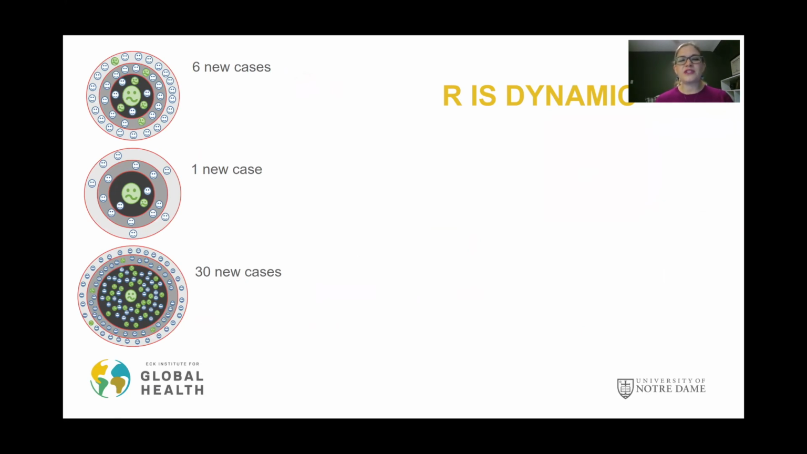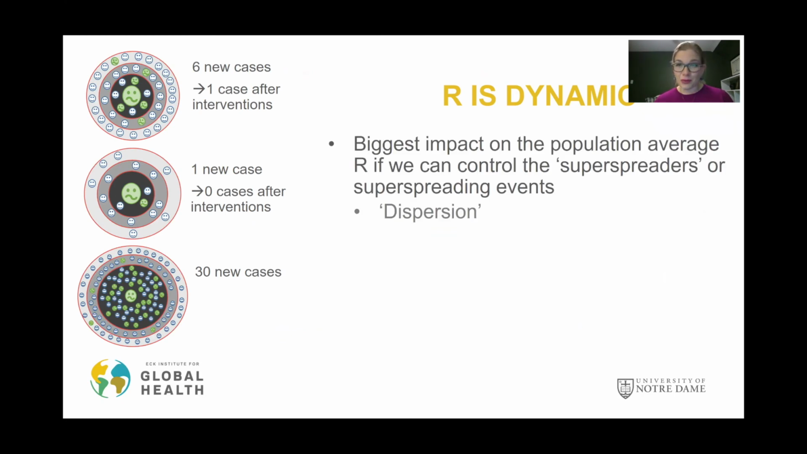So in our original example, there were 6 new cases, 1 new case, and 30 new cases from our 3 people. Now we add interventions. We have 1 case in the first example, no cases in the second example. But it's really important to the population average overall that we have an impact on that super spreader person. So the biggest impact on our population average is going to be if we can affect that person.